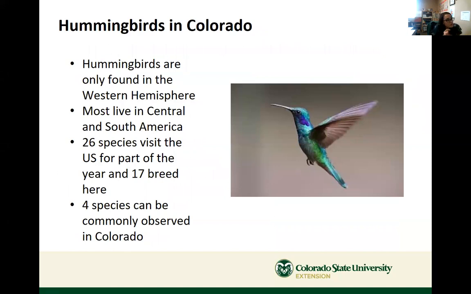Hummingbirds in Colorado. Interestingly enough, hummingbirds are only found in the Western Hemisphere. People in the Eastern Hemisphere don't have hummingbirds. So that's kind of cool. Most hummingbirds live in Central and South America. 26 species will visit the United States for at least part of the year, and 17 species breed somewhere in the United States. In Colorado, we only have 4 species that can be commonly observed.